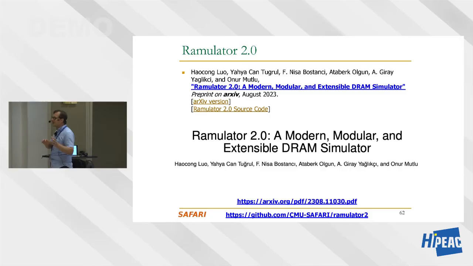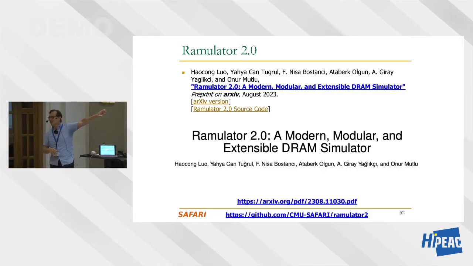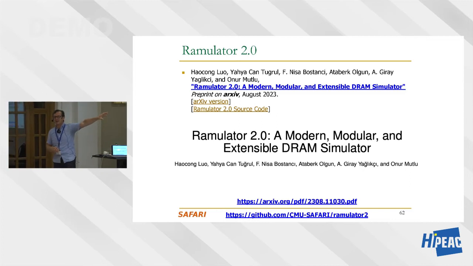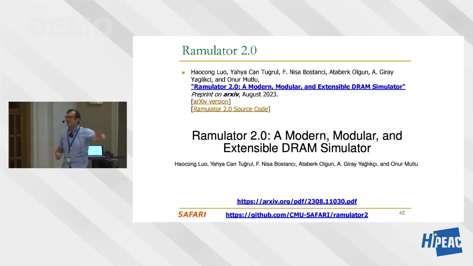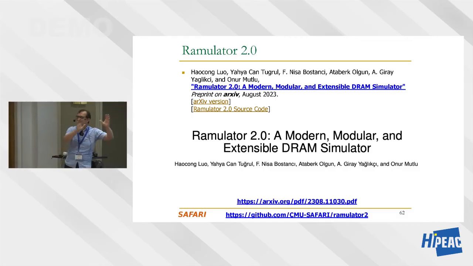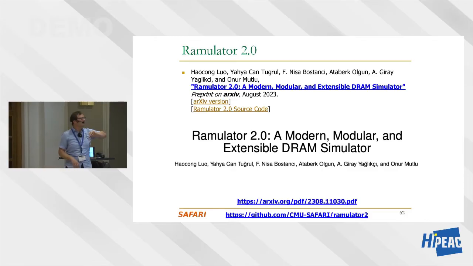Now, I wouldn't recommend using Ramulator. I'd recommend using Ramulator 2.0 because this is a huge advance over Ramulator in the sense that we completely redesigned the software. There are a lot of software issues with Ramulator, even though it was the best at the time. Now it's much better and much easier to use Ramulator 2.0. So if you're interested in memory systems research, I'd recommend taking a look at it.